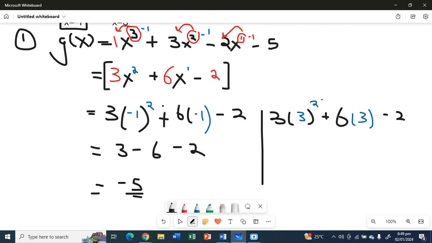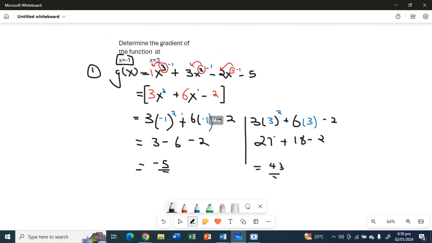So 3 squared is 9. 9 times 3 is 27. Plus 3 times 6 is 18. Minus 2. So we're going to say 27 plus 18, that's 45. Minus 2, we get 43. So the gradient at the point x equals 3 is 43, and the gradient at the point x equals -1 is -5.